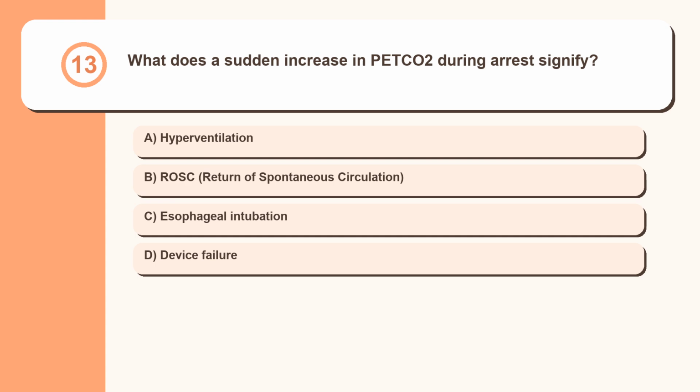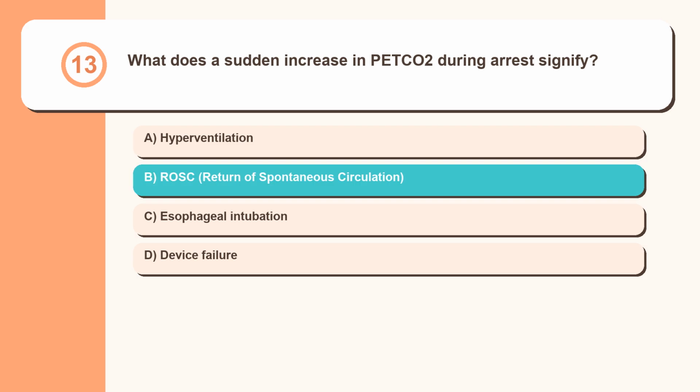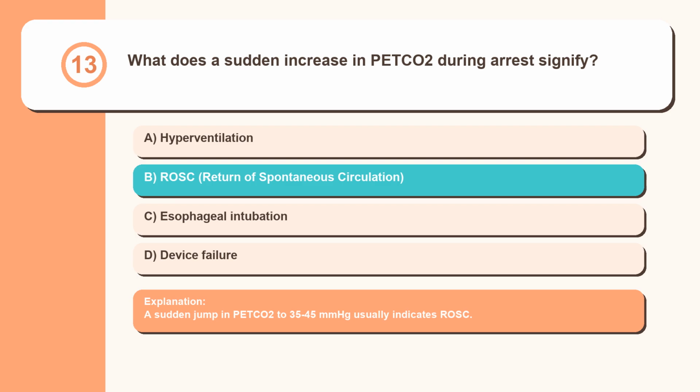Question 13. What does a sudden increase in PETCO2 during arrest signify? Hyperventilation, ROSC (return of spontaneous circulation), esophageal intubation, device failure. A sudden jump in PETCO2 to 35 to 45 mmHg usually indicates ROSC.